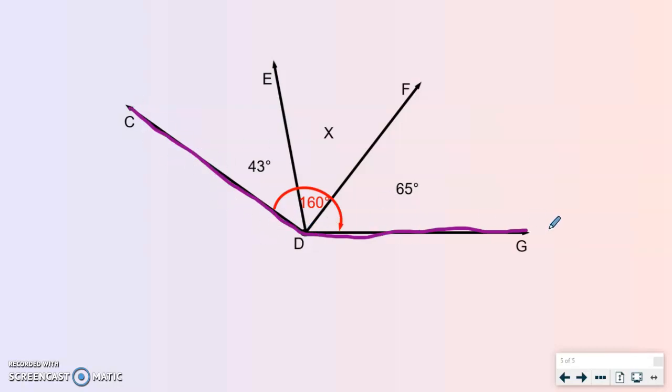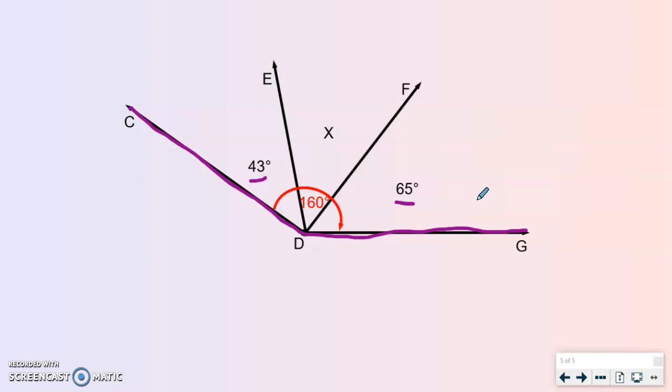So we have our large angle, and that measurement is given to us by this arc. I have it color coded to make it a little easier to see. This entire angle measures 160 degrees. Now we have angle CDE, they've given us that measurement, it's 43 degrees. We have angle EDF, and that's one we're missing. It's X, so we're going to have to solve for that one. But they did also give us angle FDG, which is 65.